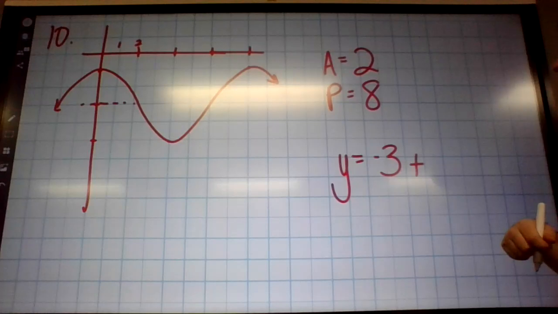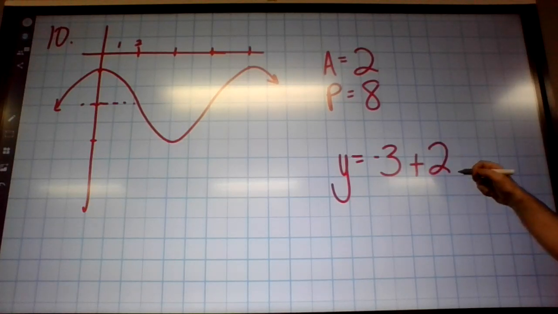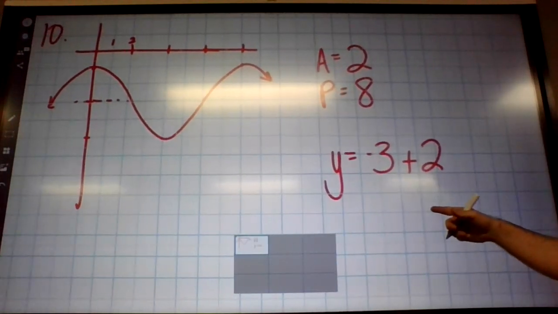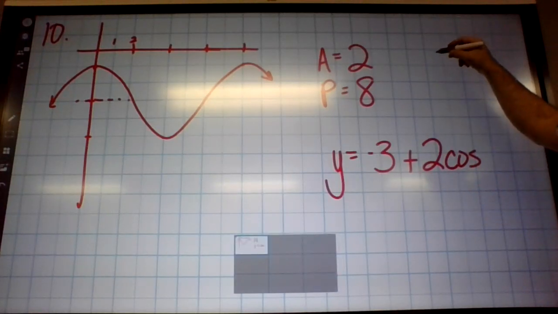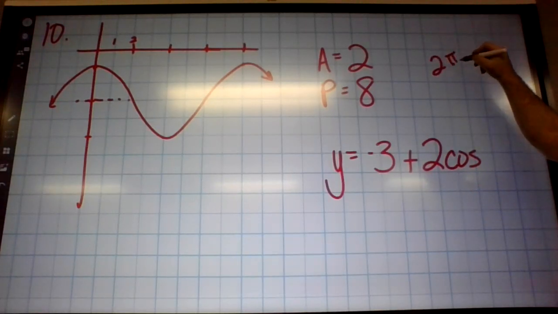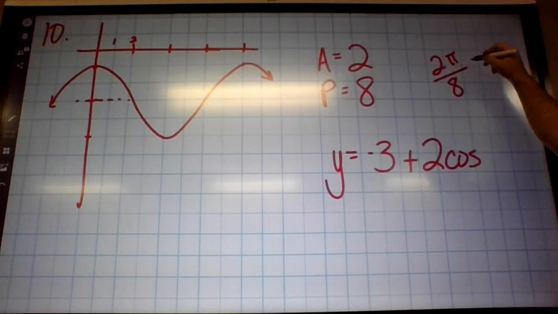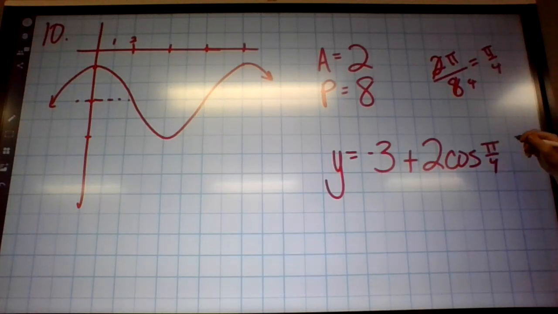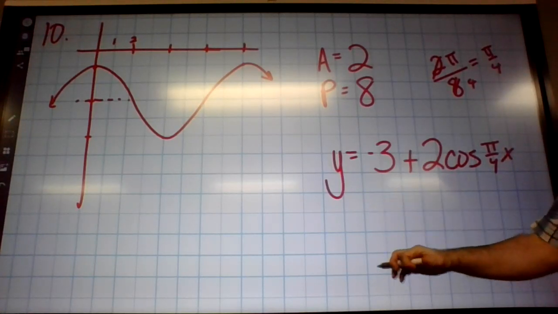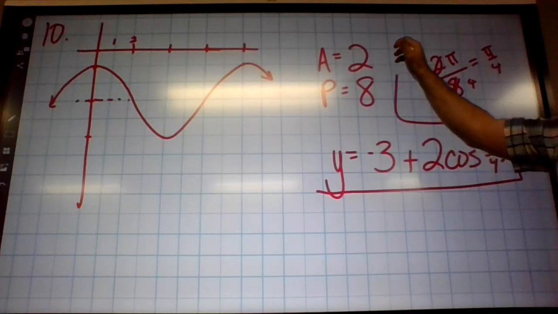Okay, then what comes next? Yep, the amplitude. Is this a sine or cosine graph? Okay, what comes right after cosine? 2 pi divided by the period. So in this case, that would reduce to pi over 4. Is there a vertical or horizontal shift? No. If there were, we'd have to do parentheses. So I didn't make that hard. So that would be it.